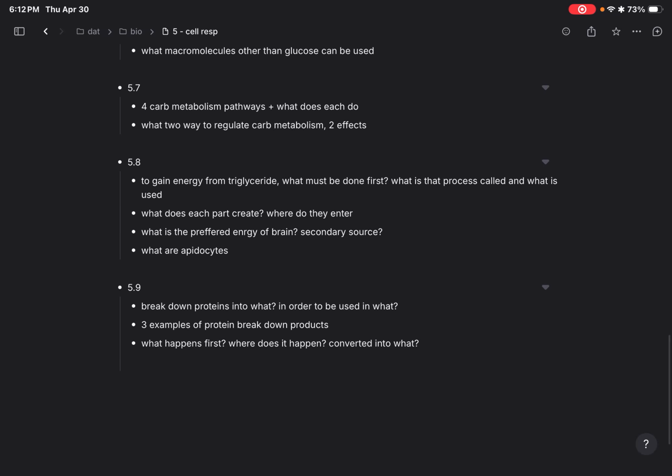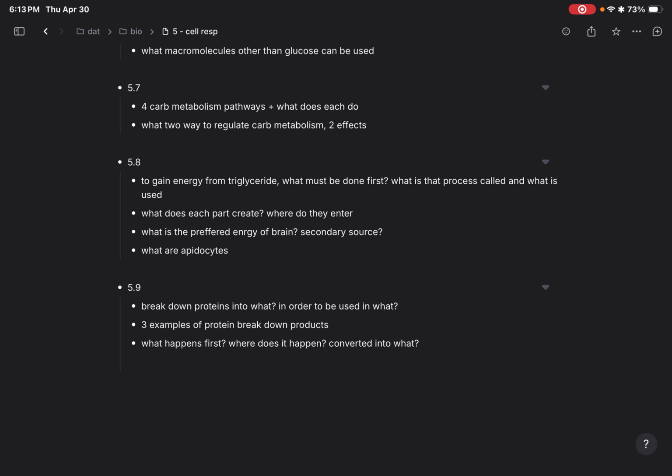Okay. To gain energy from a triglyceride, what must be done first? What is the process called and what is used? You need to break it down to its components. Okay, yeah. To gain energy from a triglyceride, break it down into the components, and it's called lipolysis. What does each part create? Where do they enter?